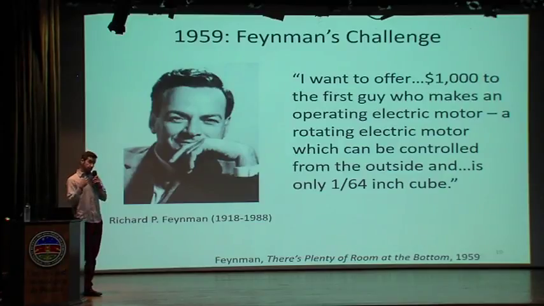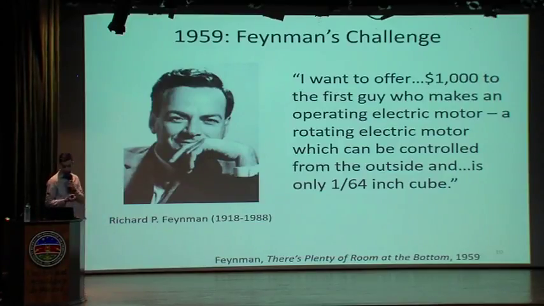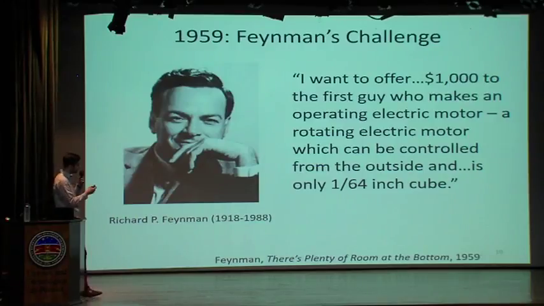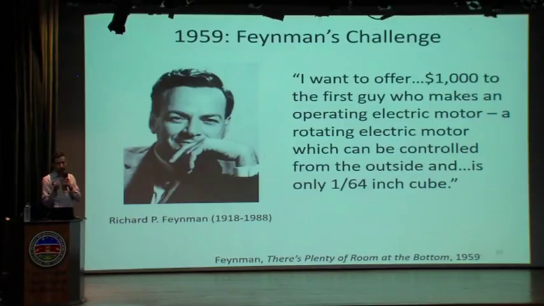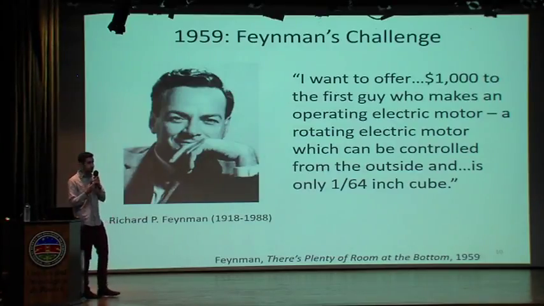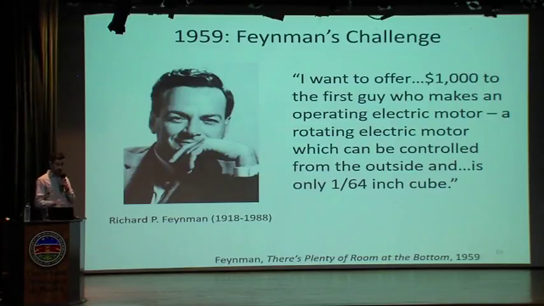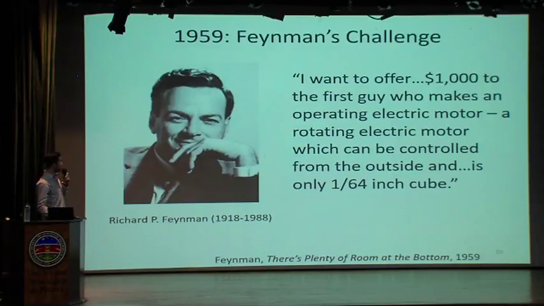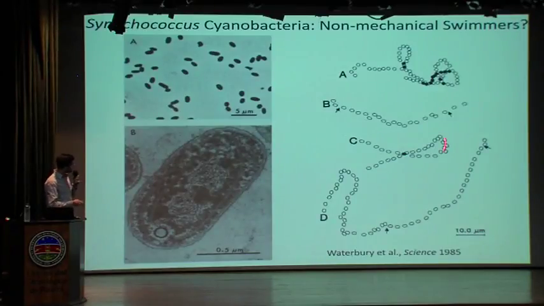Now, his challenge was soon satisfied, so an American engineer named William McClellan actually was able to make a tiny motor, but it wasn't very useful for anything. It just kind of spun around. Right, so even in 2015, we're still not sure if we're going to be able to find a useful microscale machine.